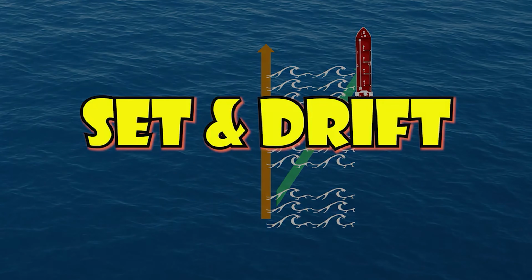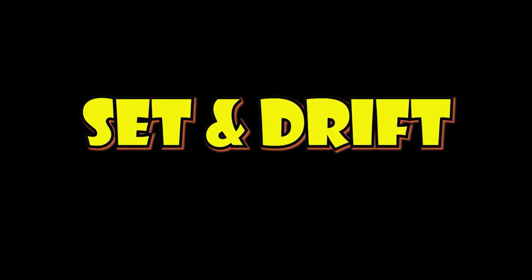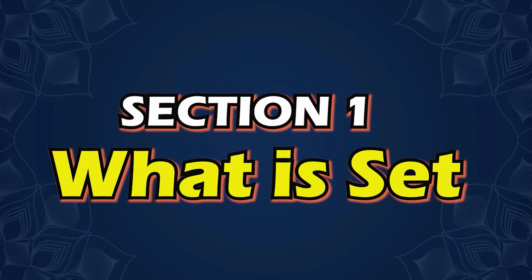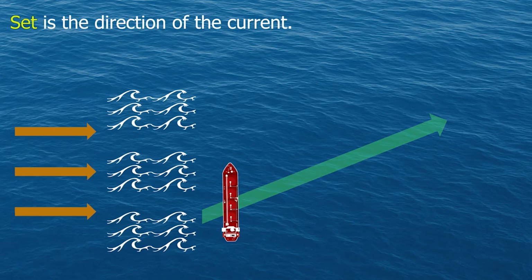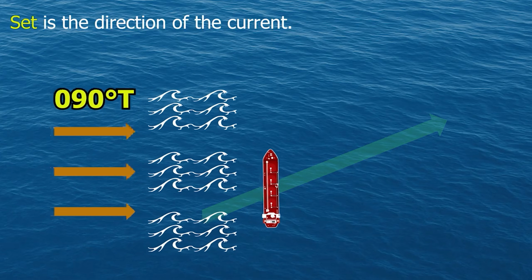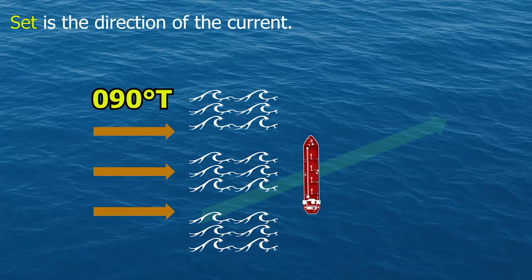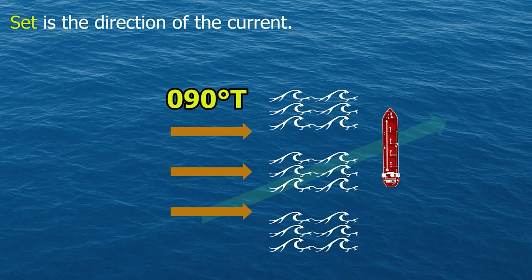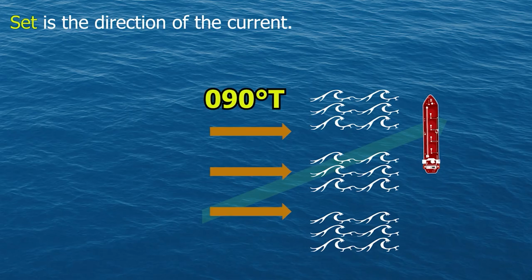Before plotting the estimated position, let's review two important terms. Section 1. What is set? Set is the direction the current is pushing your vessel, expressed in degrees true. Think of it like the current's heading. If the set is 090 degrees true, that means the current is flowing toward the east.